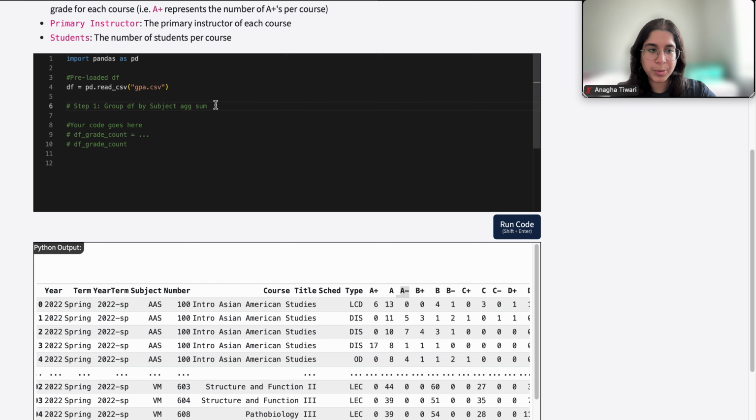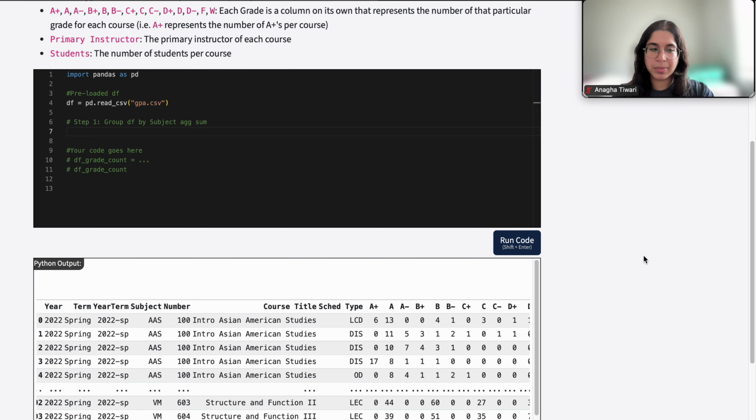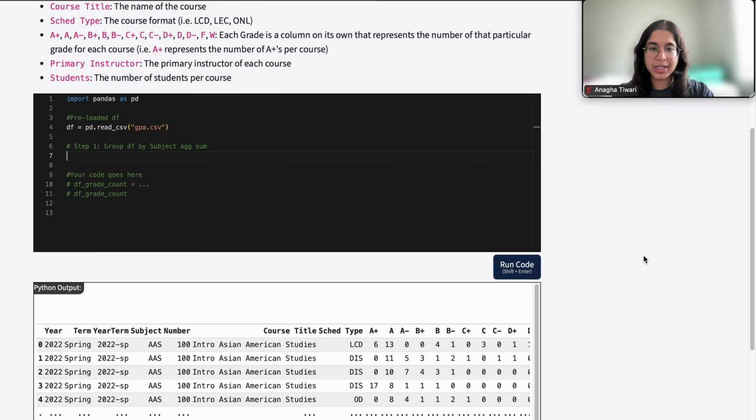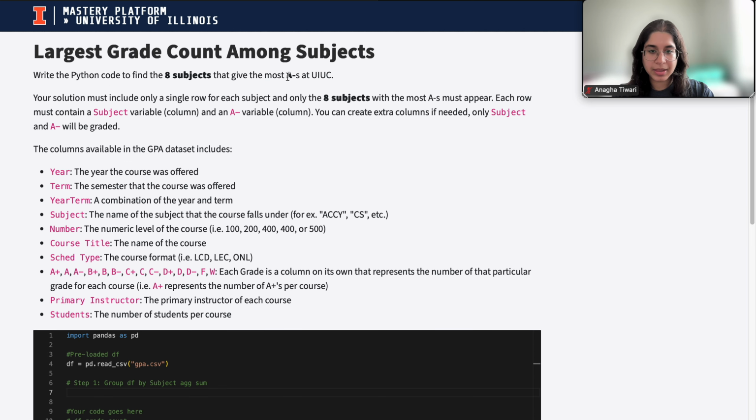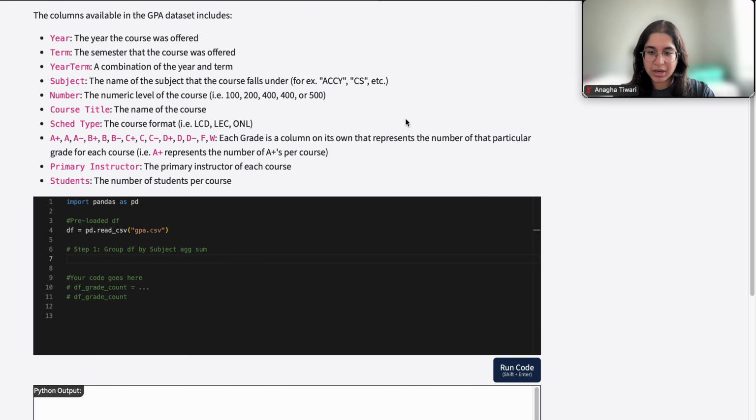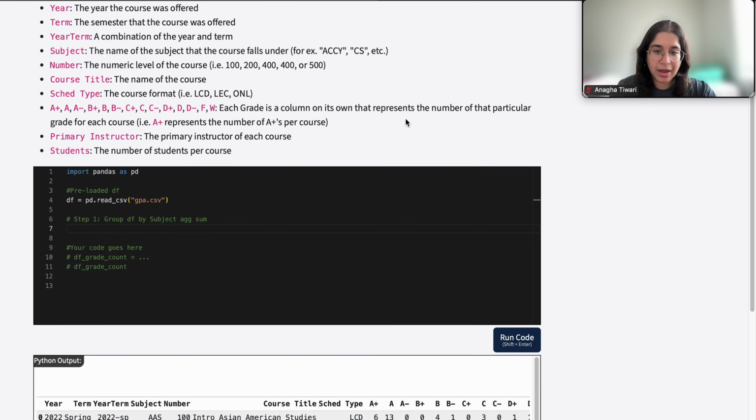And why would we not use count? Well, we can see that later, but count basically counts up all the rows that belong to each group, in this case subject. So it's going to keep a running count of the rows that are in each subject. And here we don't want to find how many rows belong in each subject. We want to find the total number of A minuses that students got for each subject, right? So we don't want anything to do with counting up, right?